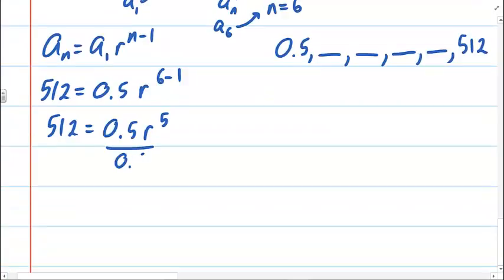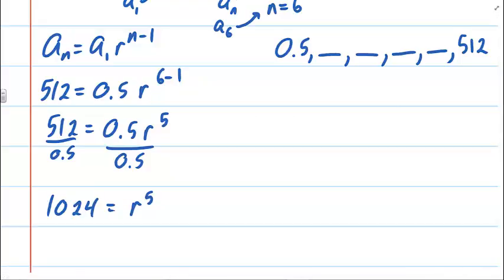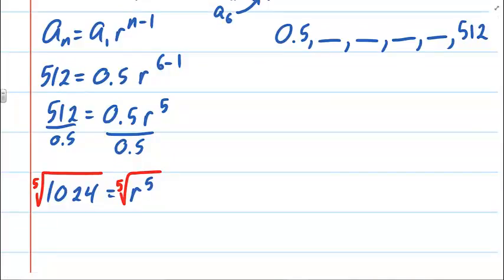Let's divide by 0.5. And when you do that, you're going to get 1,024 equals r to the 5th. Now here's the spot where we have to do that weird root thing. Last time we did a 4th root. This time, because it's to the 5th power, we will do a 5th root. You just have to cancel out whatever's there. Important detail here, we had a plus or minus on the last one because it was an even root. A 5th root does not need a plus or minus. And so there's only going to be one set of answers here.